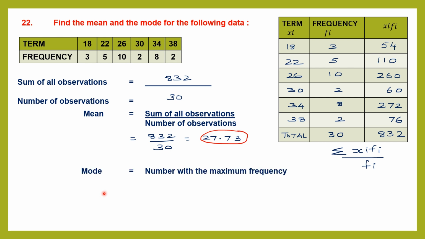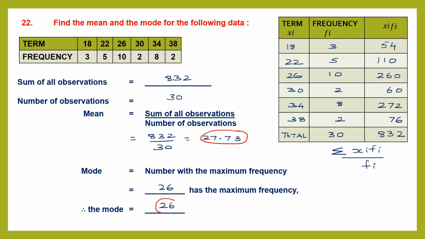So here when we find the mode, this is what the mode is. It is the number with the maximum frequency. And which is the number with the maximum frequency there? Here 10 is the maximum frequency. The number is 26. The 26 has the maximum frequency, therefore the mode is 26. So this is how we find the mode.